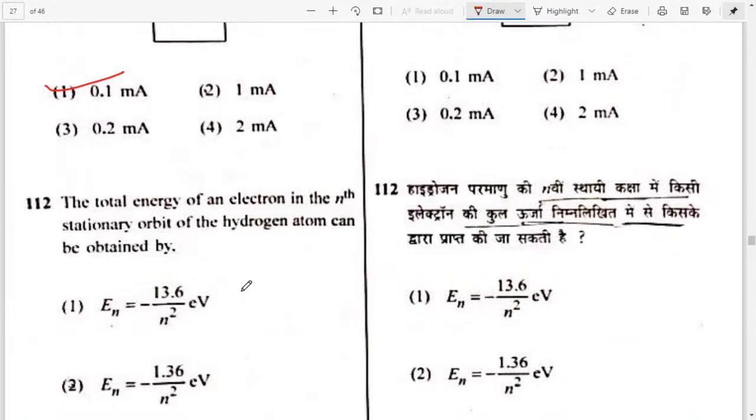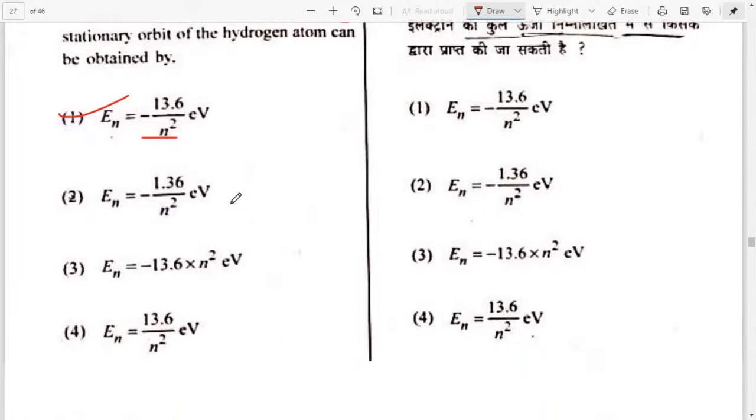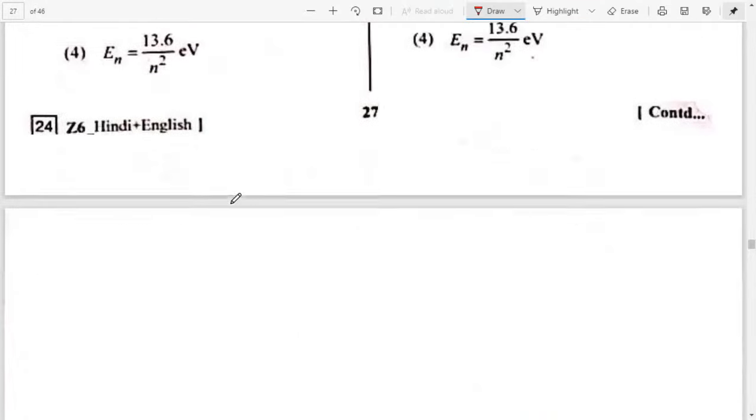The total energy of an electron in the 9th stationary orbit of the hydrogen atom can be obtained by option 1, En equal to minus 13.6 by n square electron volts. So for the stationary nth level, just substitute the nth level, whatever the level, and you are going to get the energy. So by using this equation you can calculate the energy of the shell.